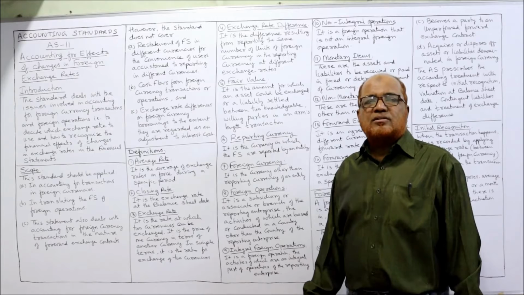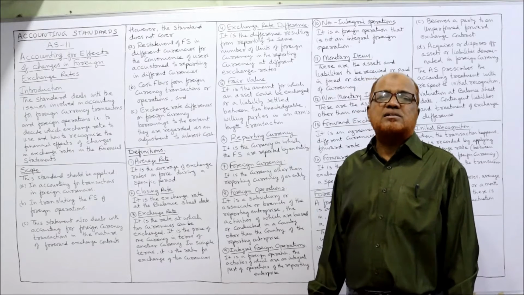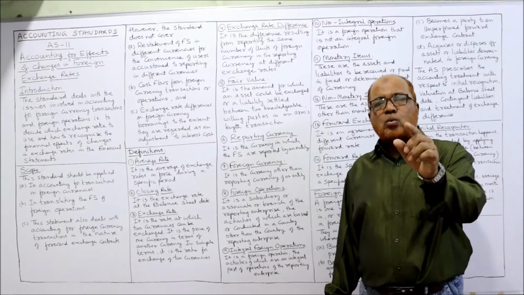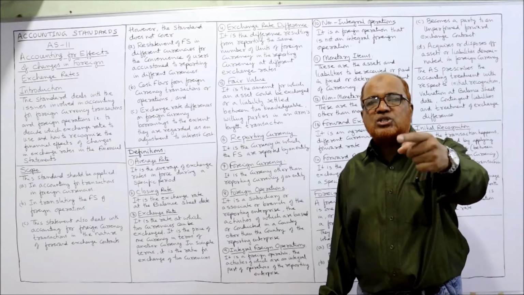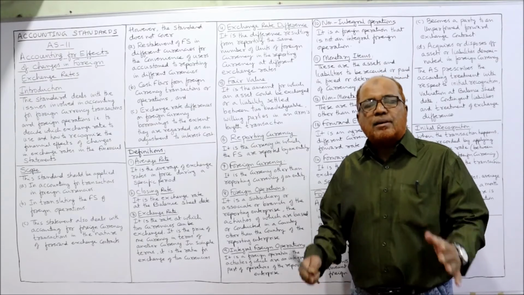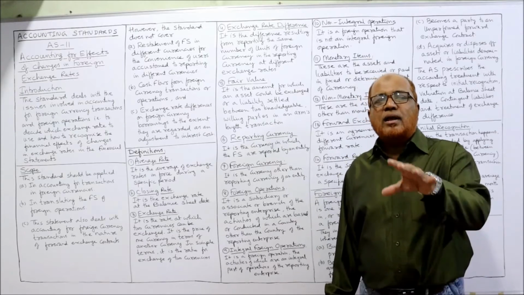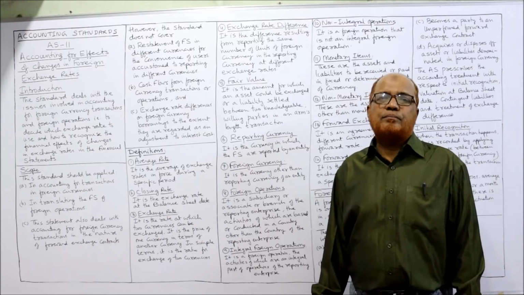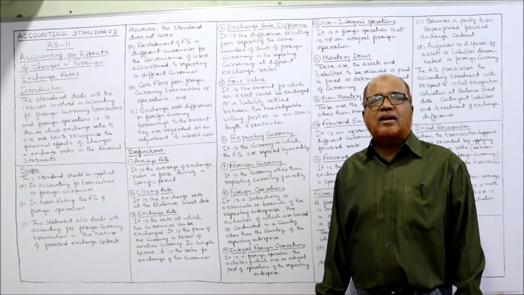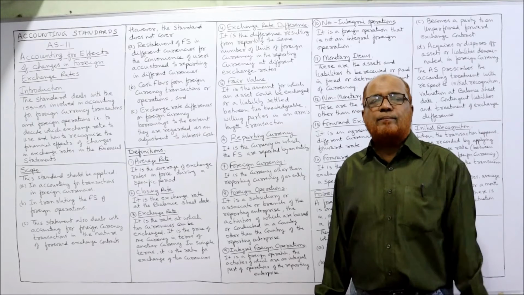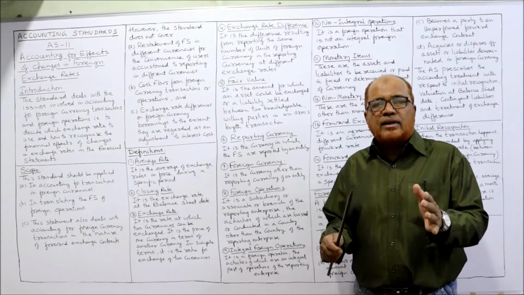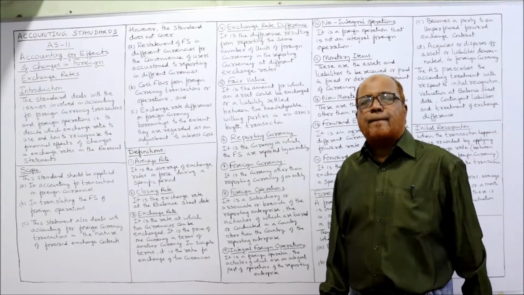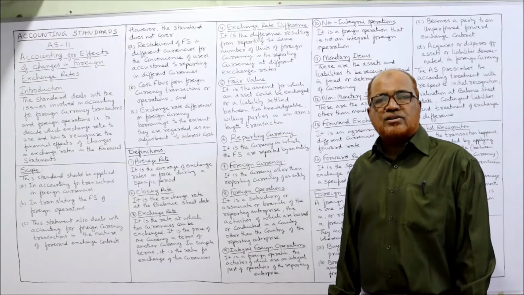Then exchange rate. Very frequently in examinations they will ask you the meaning of the term exchange rate. The rate at which one currency is exchanged for another currency. For example, presently the dollar rate is rupees 81 per dollar. Presently rupees 81 is equal to $1. So 81 units of Indian currency is equal to 1 unit of foreign currency. That is called exchange rate.